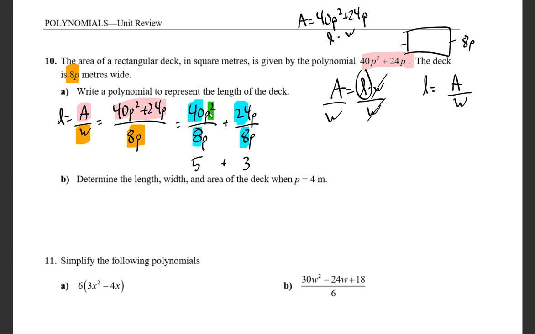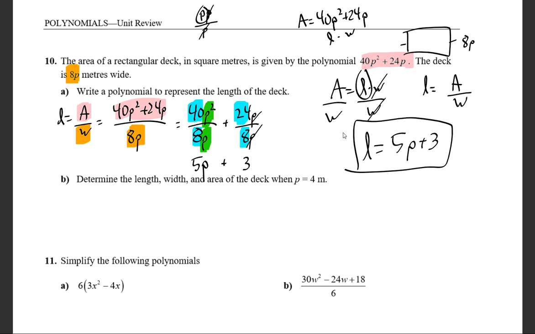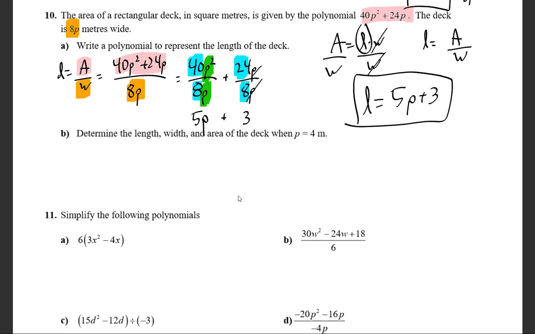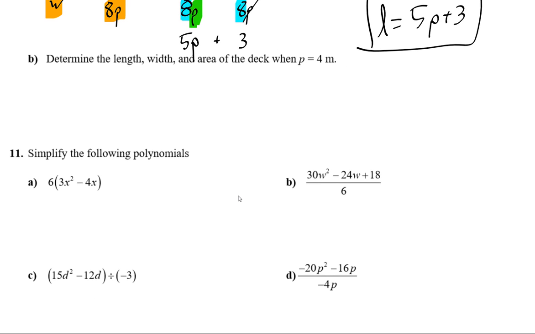And we'll look at the letter part. p squared over p. That's p to the 2 minus 1, which is just p, because we have p squared on the top and p on the bottom. One of them cancels out. We're left with just 1. And over here, p over p, they cancel out. So our length of the deck should be the quotient when we divide those two, which is 5p plus 3. That 5p plus 3, we can re-multiply back out by 8p to make sure we get 40p squared plus 24p. I invite you to do that. I think that's a good idea.